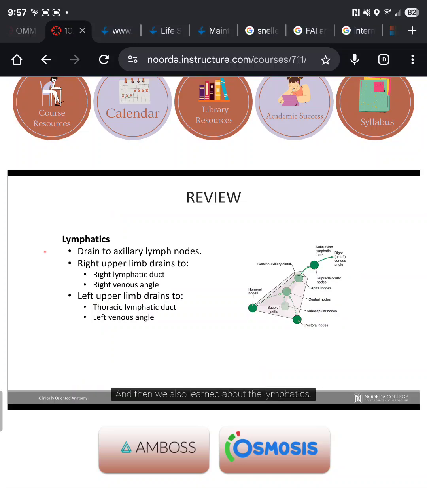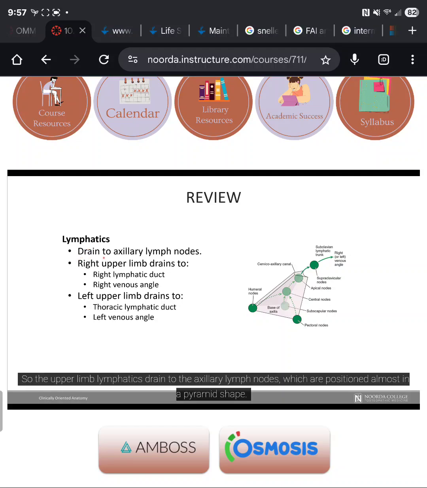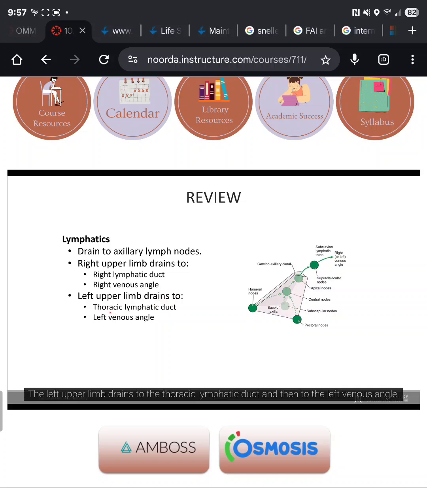And then we also learned about the lymphatics. So the upper limb lymphatics drain to the axillary lymph nodes, which are positioned almost in a pyramid shape. And then the right upper limb lymphatics drain to the right lymphatic duct and then to the right venous angle. The left upper limb drains to the thoracic lymphatic duct and then to the left venous angle. And that is it for this video on the upper limb veins and lymphatic system.